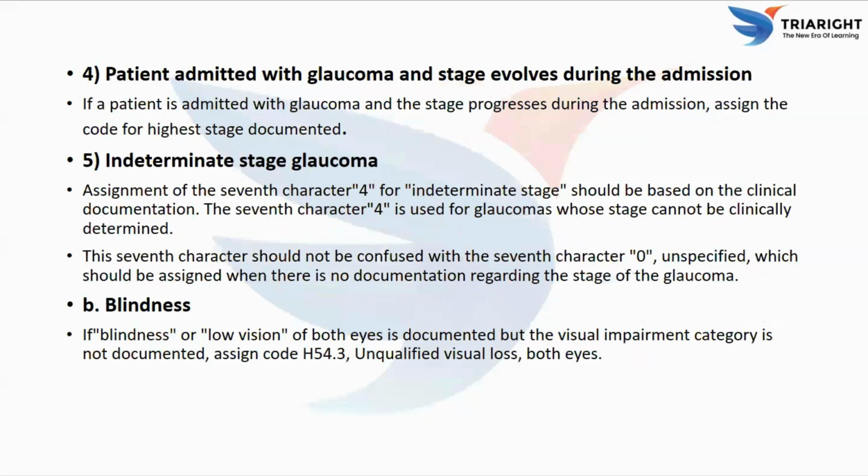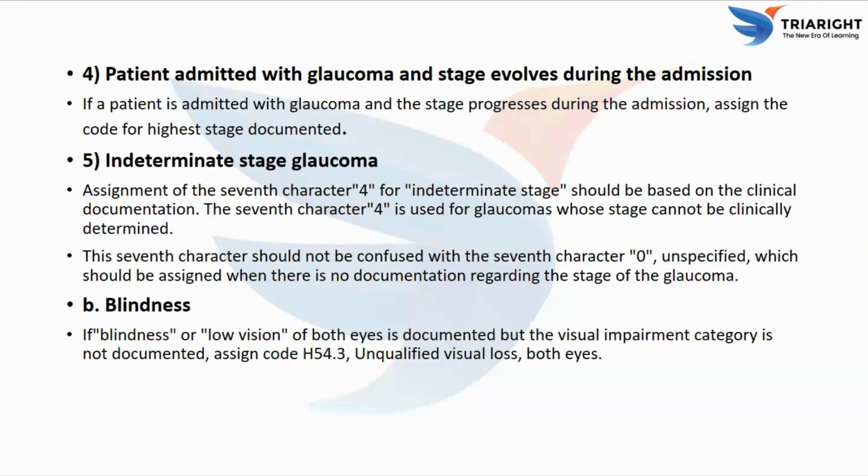So what is the fourth guideline? If the patient is admitted with glaucoma and the stage progresses during the admission, you have to assign the code for the highest stage documented. So what does it mean? Sometimes a patient is admitted with a certain glaucoma stage and the disease worsens during the hospitalization. So ICD-10-CM wants you to code the most severe stage that occurred during the stay, but not the stage at admission. For example, if during the admission it was a primary open angle glaucoma in the mild stage, which is stage 1, and during the hospital stay it progresses to moderate stage.